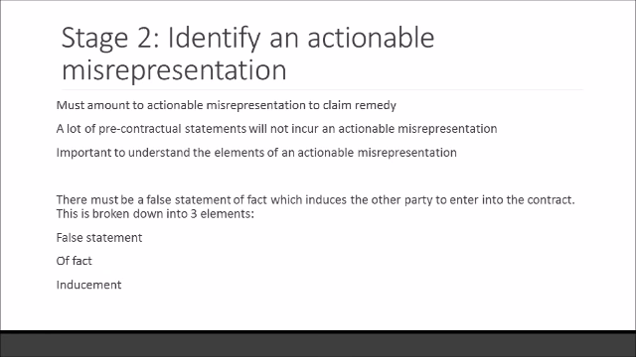So for example, there may be a false statement of fact, but if it doesn't induce the party into the contract, then it won't be sufficient. There won't be an actionable misrepresentation. The same goes for if there's a false statement, but that false statement is of an opinion and not of a fact. And we'll come on to these three elements now.